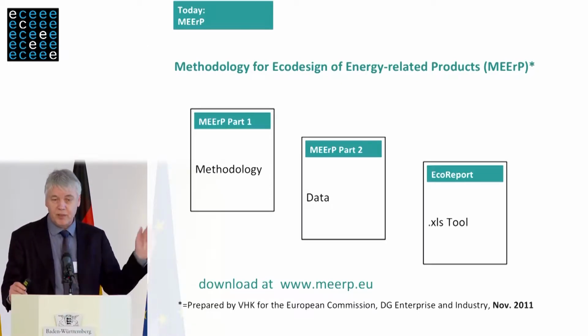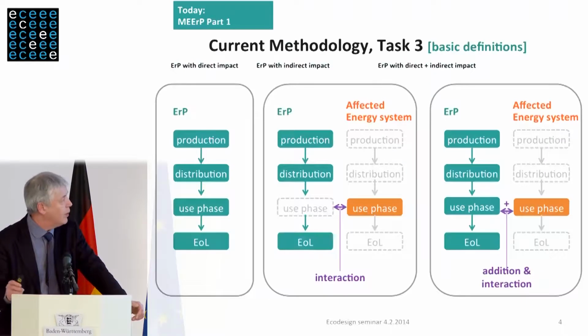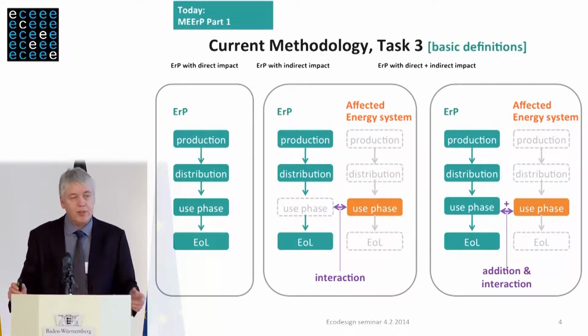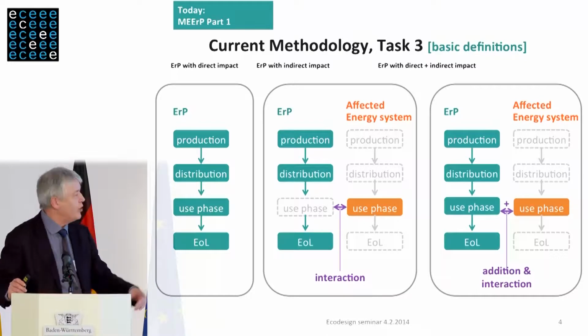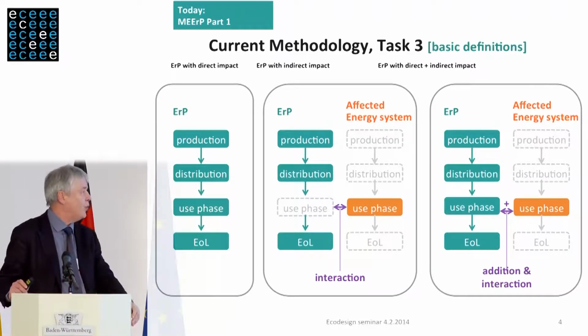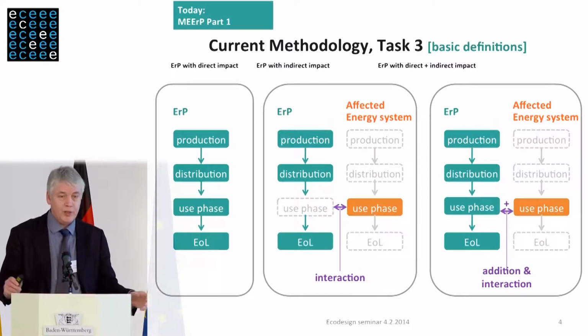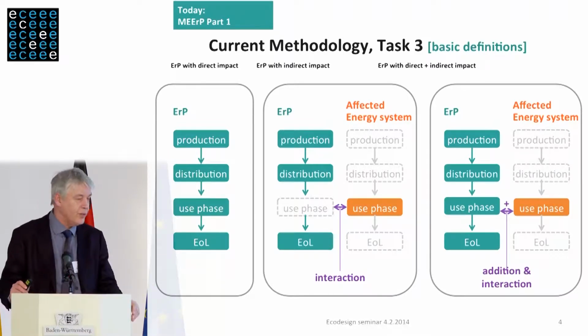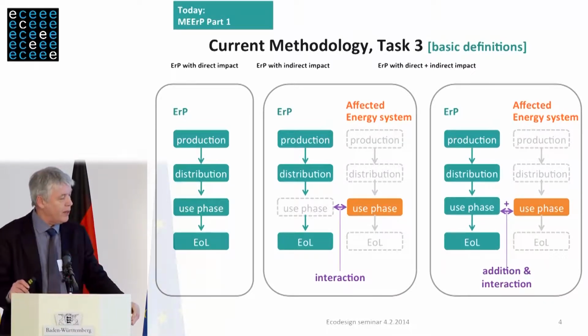It consists of three parts, this methodology, which is the one that most new studies will follow. The methodology part, a part on data, reference data, and an Excel tool, EcoReport. The methodology, as far as system approach is concerned, on task 3, looks at, as the name says, no longer just the energy-using products, but looks at three varieties of energy-related products, which still include the using products, which could include products which don't use energy themselves but induce energy use in others. And the third category, which both use energy themselves and cause energy use in other products.